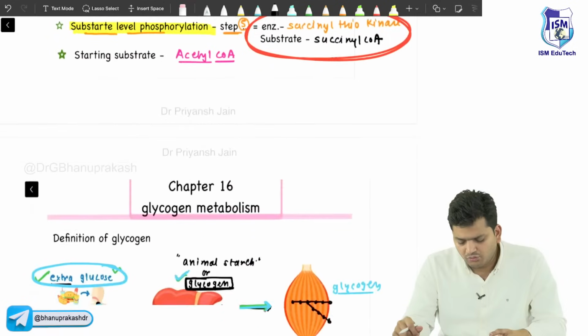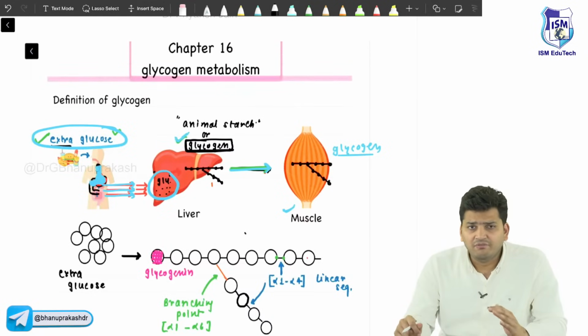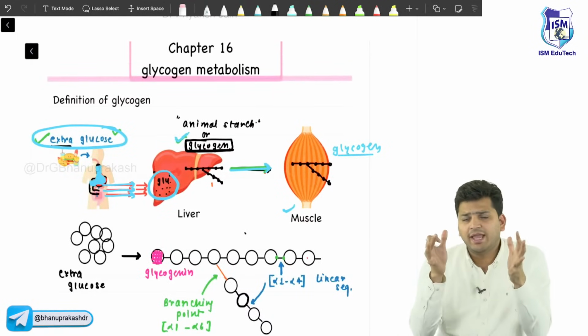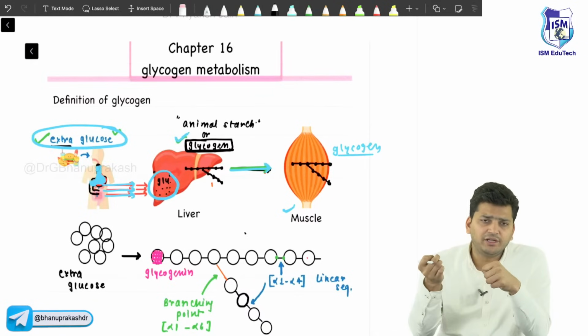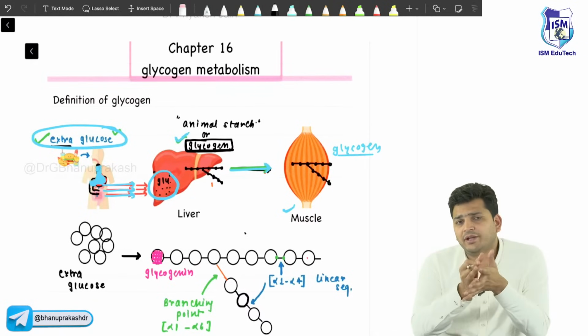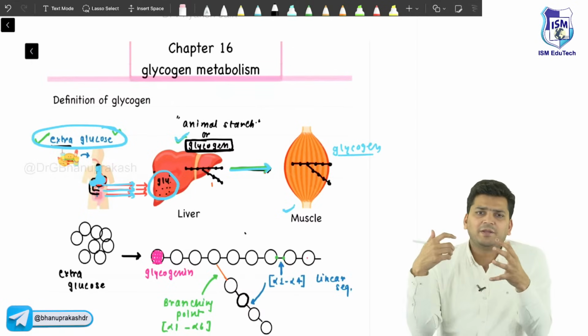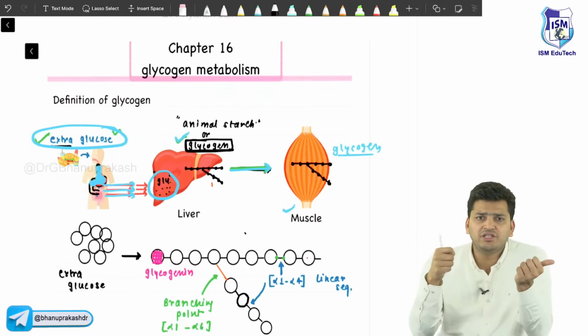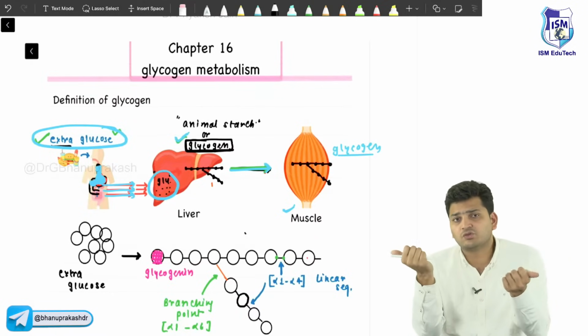Then we have discussed glycogen metabolism. Whenever there is extra glucose, this extra glucose is clubbed together and we make the glycogen. And whenever we are hungry, when we don't have the meal, the glycogen will break down and we'll get the glucose back. If this process is not happening, certain diseases happen, von Gierke and McArdle's. We have discussed these two.